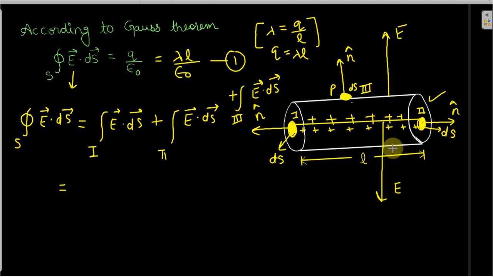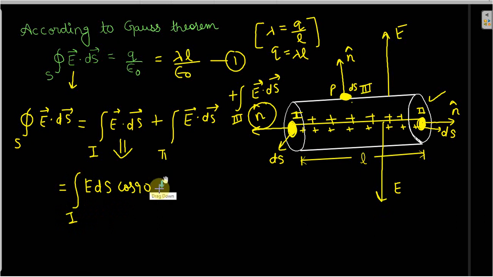Okay, so now for the first portion, this is our first part, so we will solve for that. You can see here the area element n cap is this side and electric field E is this side. So what is the angle between them? The angle is 90 degree. So you can write here for this one, angle is 90 degree, and if angle is 90 degree, cos 90 is equal to 0. So you can write E ds cos 90 for the first portion.